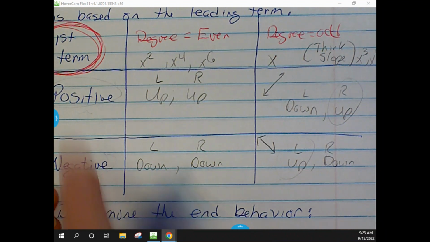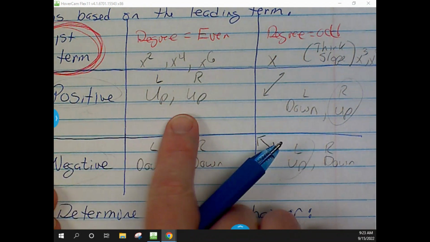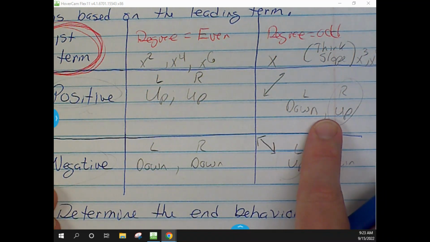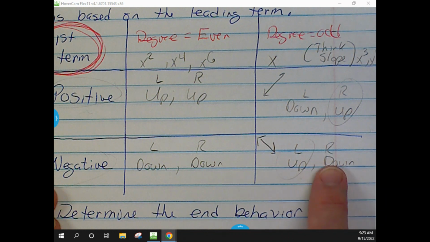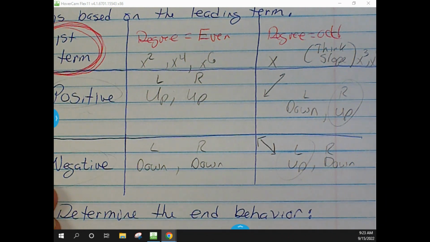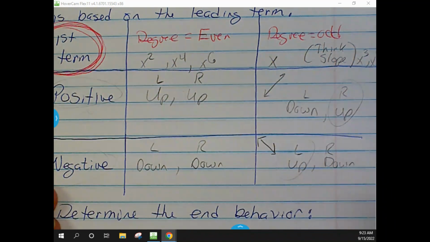So you figure out first if it's negative or positive, which tells you which row you got to be in. If it's positive and even, you go here. If it's positive and odd, your answer's here. If it's negative and even, you're here. If it's negative and odd, then you're there. So I'd say figure out whether it's positive or negative first, and then just track it over to where you need to be after that.